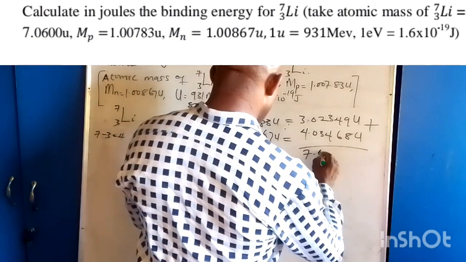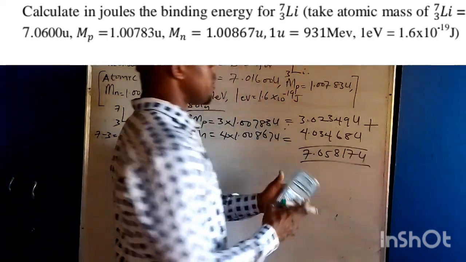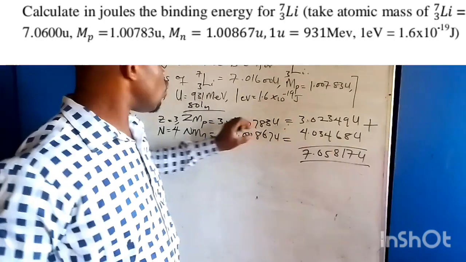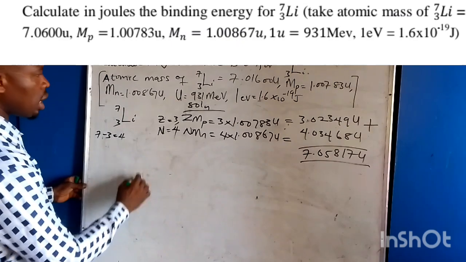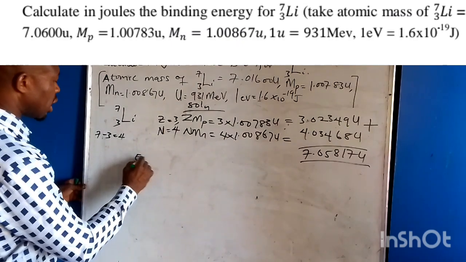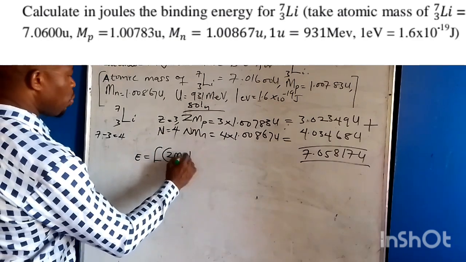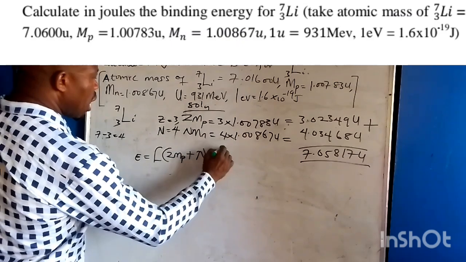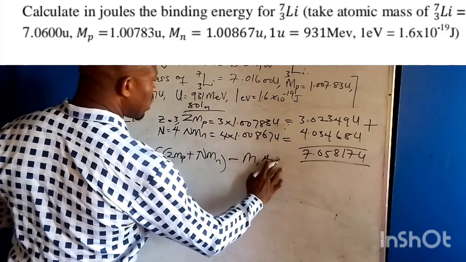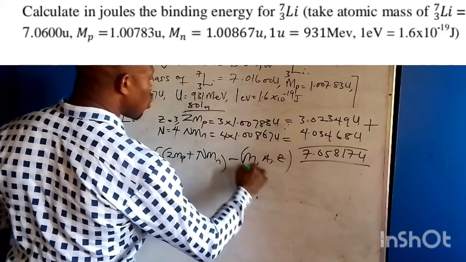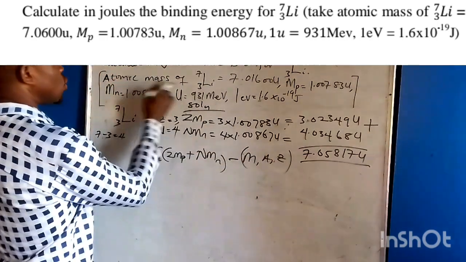Something will give us 7.05817 U. Now this is the mass of the individual particles. Now we come back here to the equation that says E is equal to (ZMP plus NMN minus the mass of the nucleus). Sorry, the mass of the nucleus. So the mass of this nucleus is the one given to us.